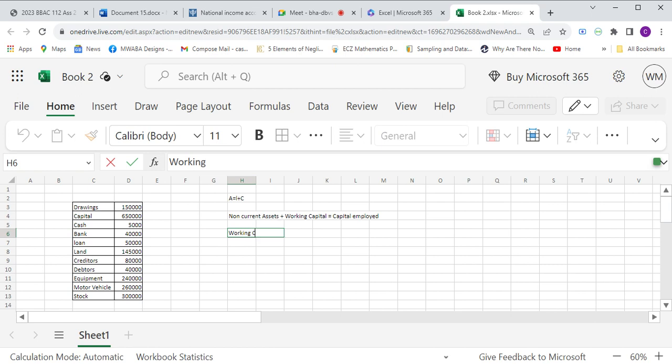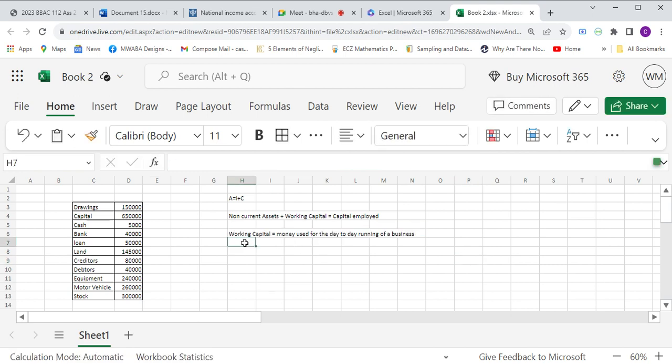So let me just write them down. Working capital, money used for the day-to-day running of the business. Now, working capital, the formula of how to get your working capital, it's current assets minus current liabilities. Okay, working capital.